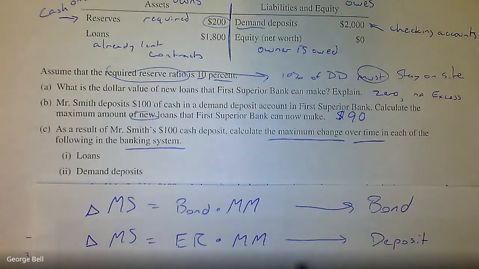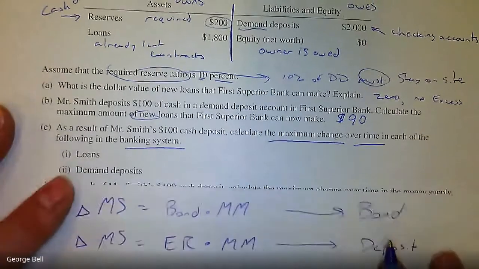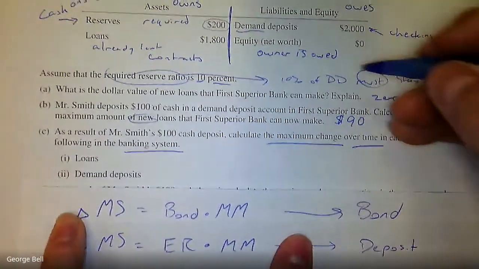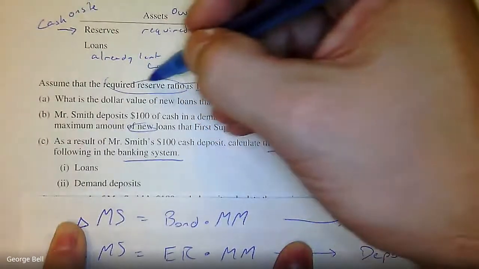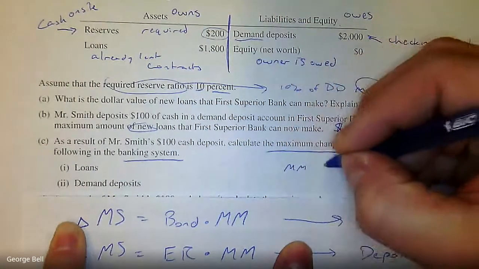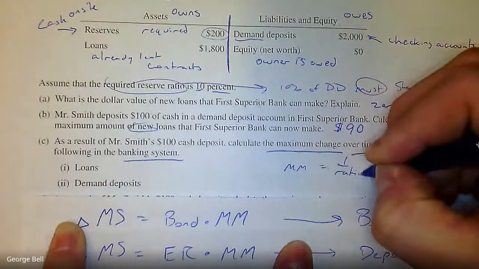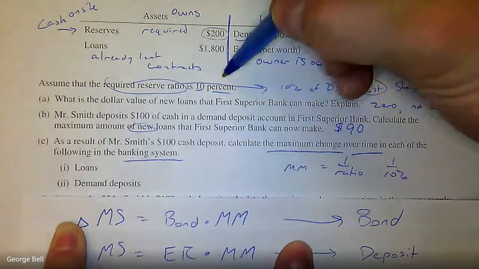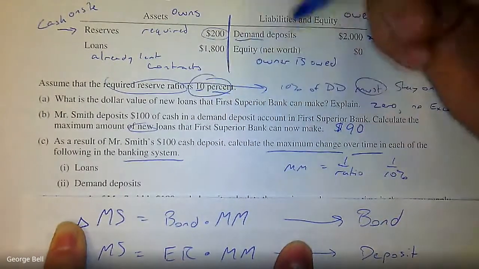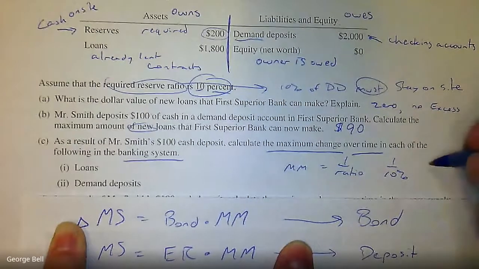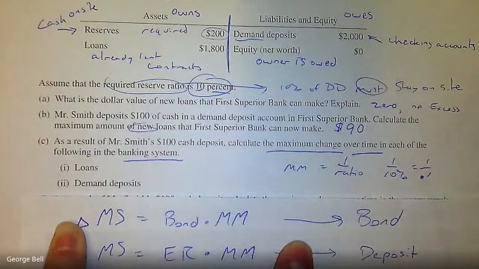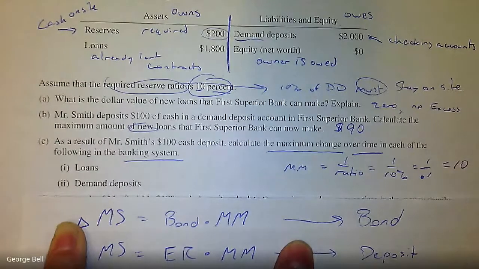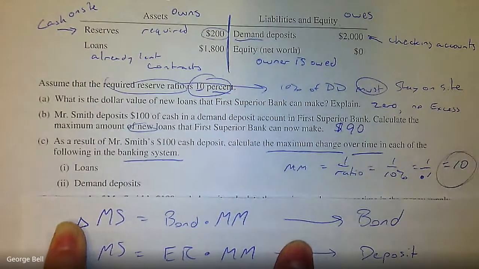Now, looking at our problem, let's find our money multiplier first. The money multiplier is a function of the reserve ratio. The required reserve ratio is 10%, so the money multiplier equals 1 divided by that ratio. That means it's 1 divided by 10%. Now, you can't do that math. You have to convert it to a decimal. That means it's going to be 1 divided by 0.1. 1 divided by 0.1 is the same thing as saying how many times does 10 cents go into a dollar? The answer is 10. So our multiplier for this entire problem is 10.